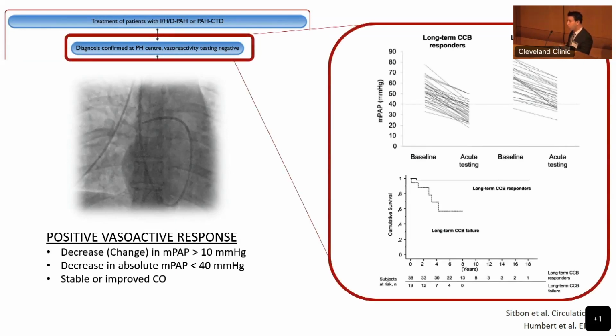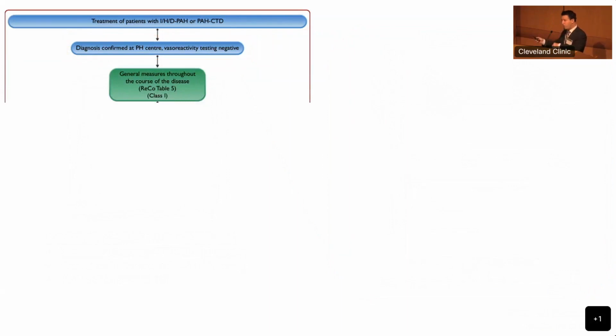And this is important because a study by Sitbon back in the day showed that people that met this hemodynamic response may actually be candidates for calcium channel blocker therapy and have a favorable prognosis with long-term calcium channel blockers. But not all responders are long-term calcium channel blocker responders, which I know may be confusing, so they need to be followed up. But for the rest of the treatment algorithm, I'm basically going to be talking about non-responders, which is the majority of patients with pulmonary arterial hypertension.